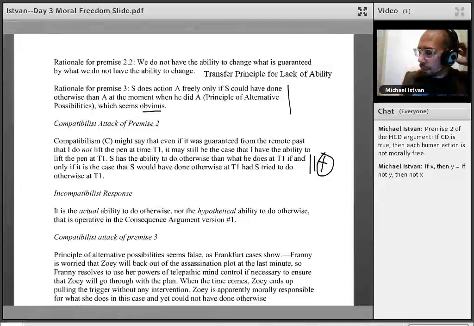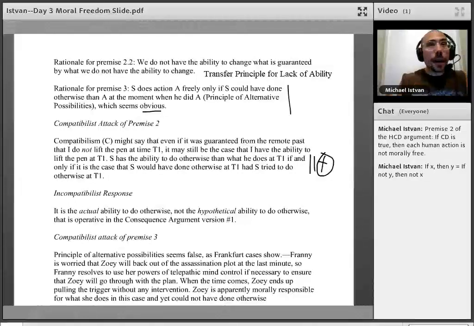Here's why it's supposed to make sense to reject premise 2, according to the compatibilist way of thinking of things. Even if it's been guaranteed by the remote past that I don't lift my pen right now, I still have the ability to do otherwise, because I'm the sort of creature who could lift the pen if I wanted to. So what do you think about that? That's it.